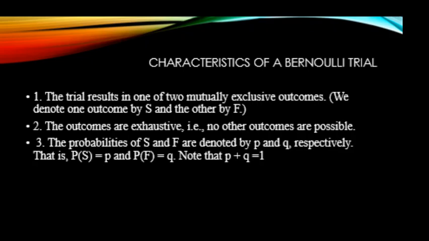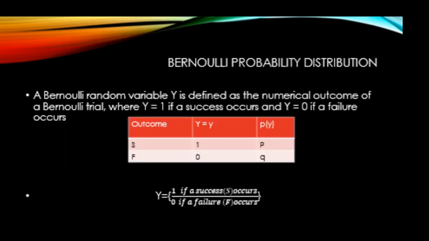The way we define the probabilities: the probability of success, the probability of S, is defined as P, the lowercase p. The probability of failure is defined as Q. The total probability P plus Q is 1, or in other words, Q is equal to 1 minus P. So that's the setup of a Bernoulli trial.